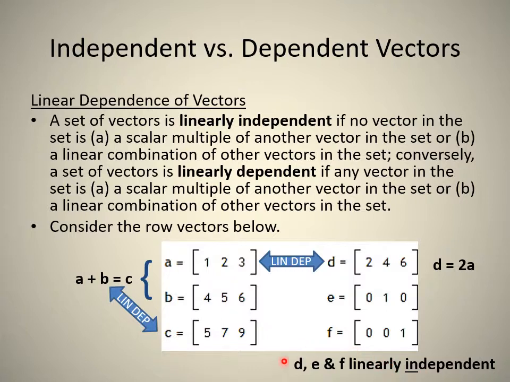There's no pattern of D, E, and F. You can't find any pattern here. If you add or subtract one from the other, or multiply with a scalar, it will not result in any of the values in any of these three vectors, these row vectors, D, E, and F.